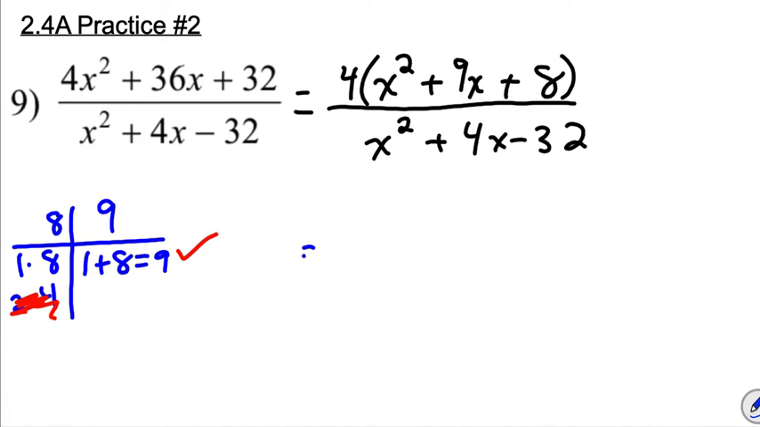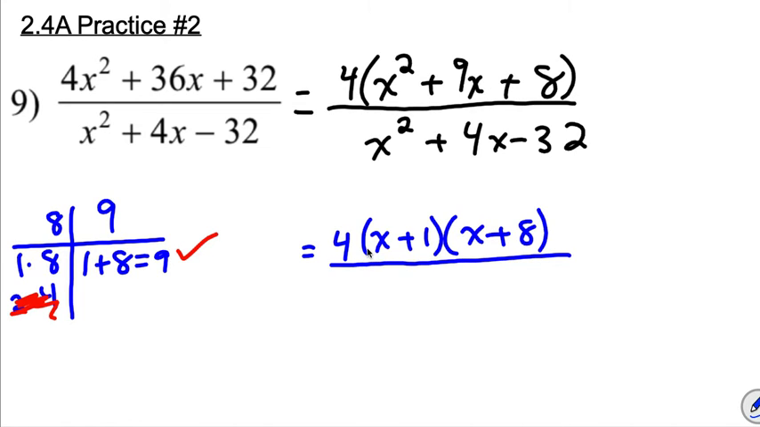So let's rewrite the top now. 4, we have 1 and an 8. So x plus 1 and x, I don't like that x. X plus 8. All over. Now, the denominator.